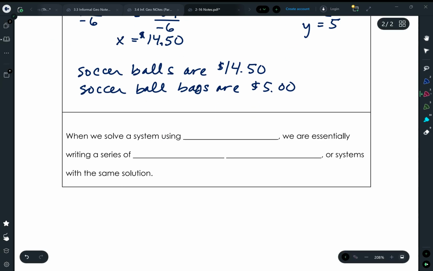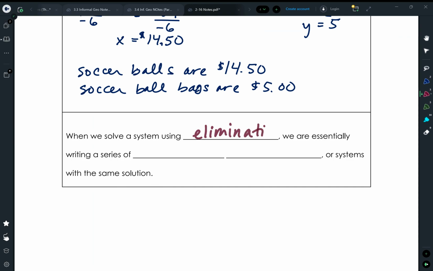So at the very end here, we're looking at a little bit of vocab. When we solve a system using elimination, we are essentially writing a series of equivalent equations or systems with the same solution.